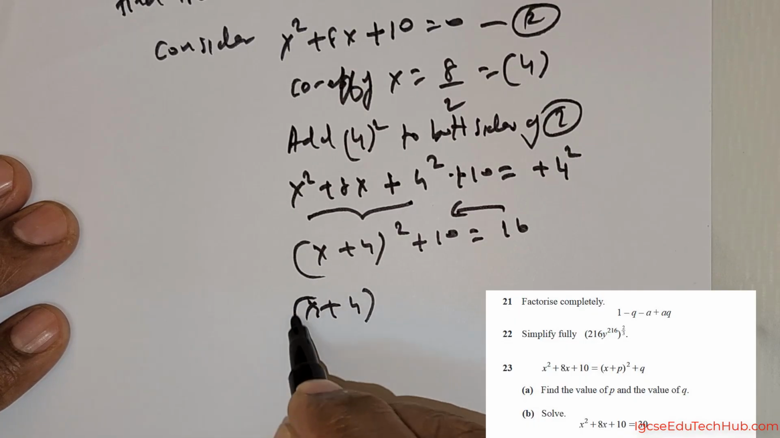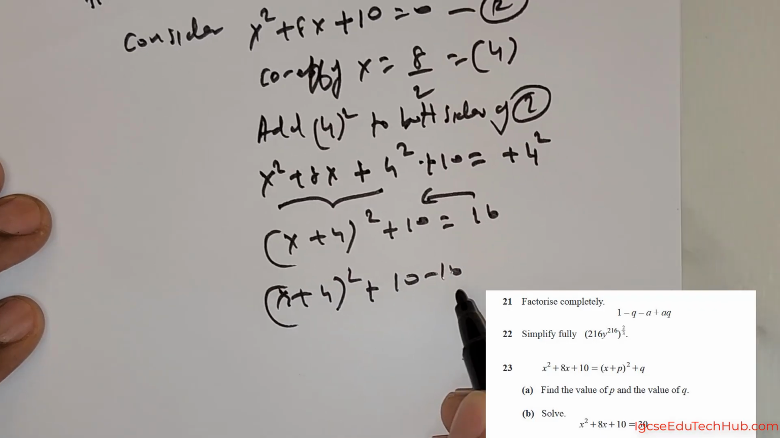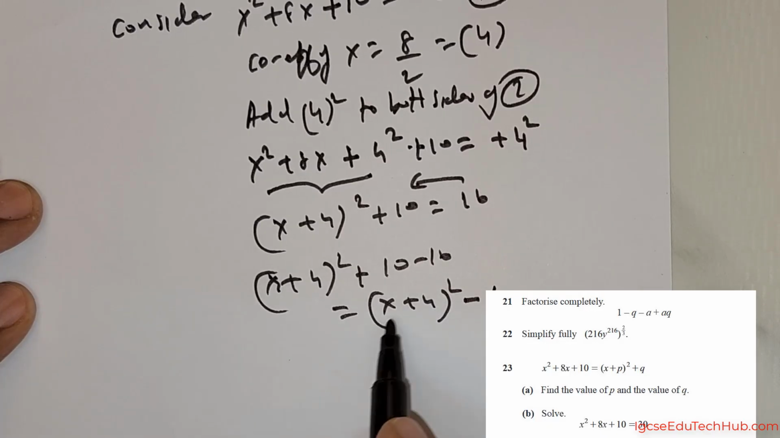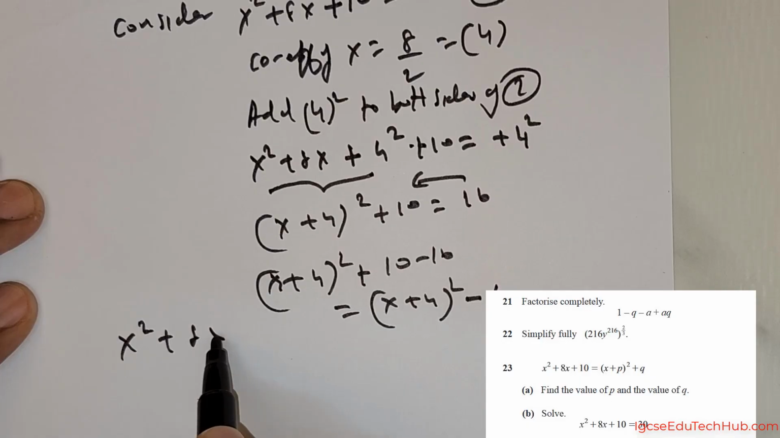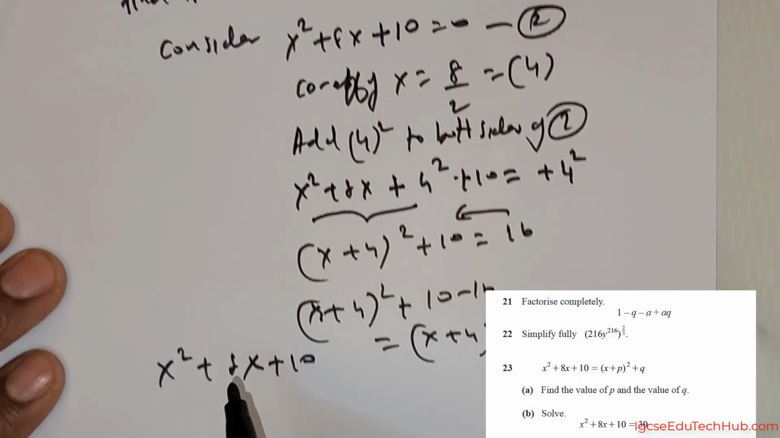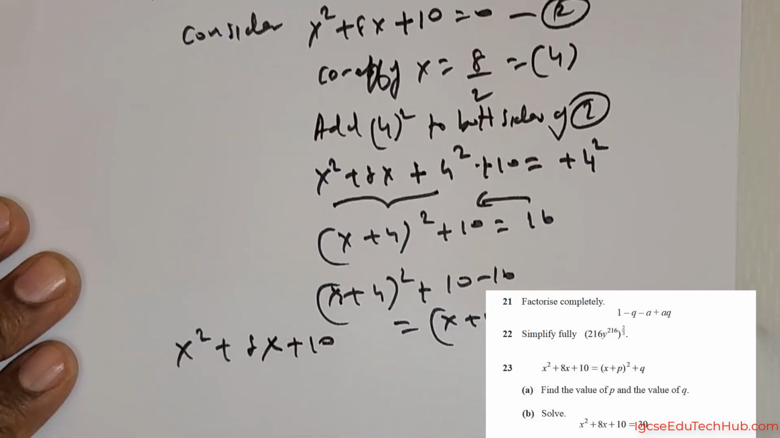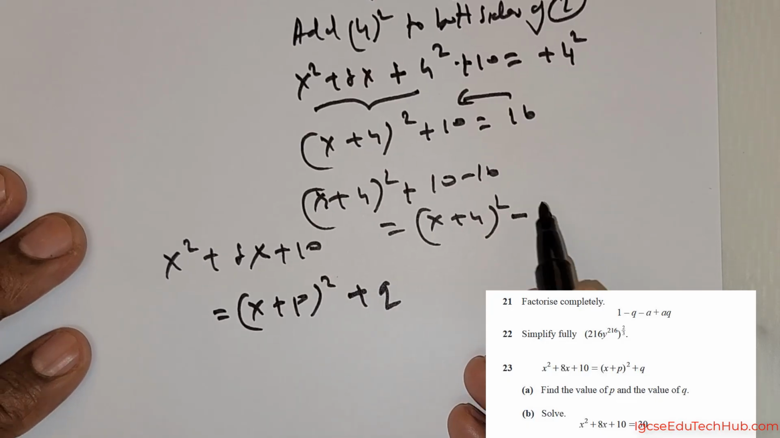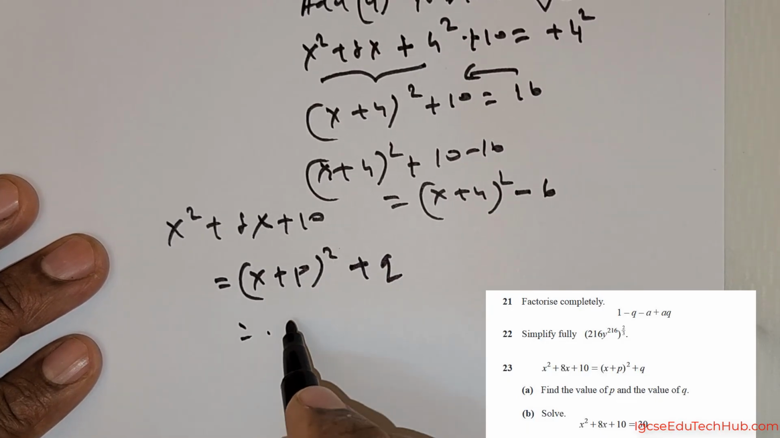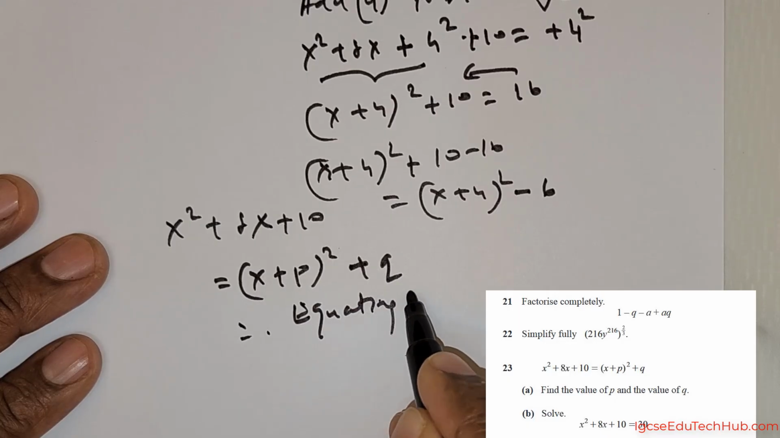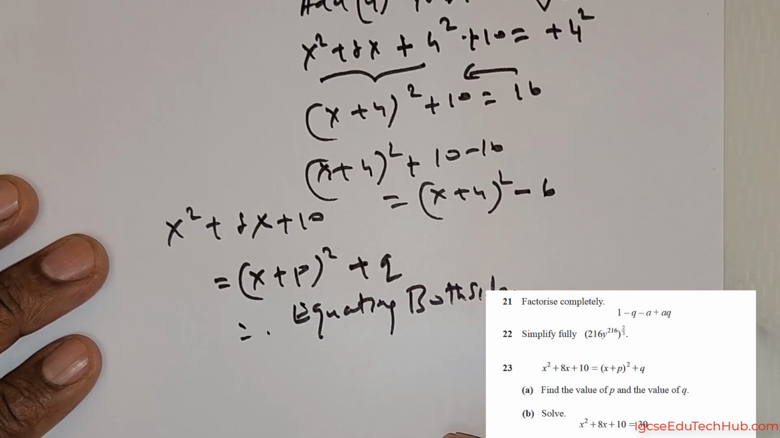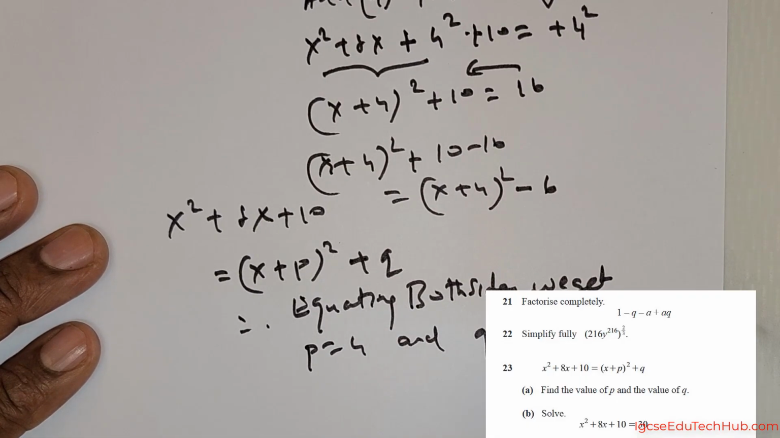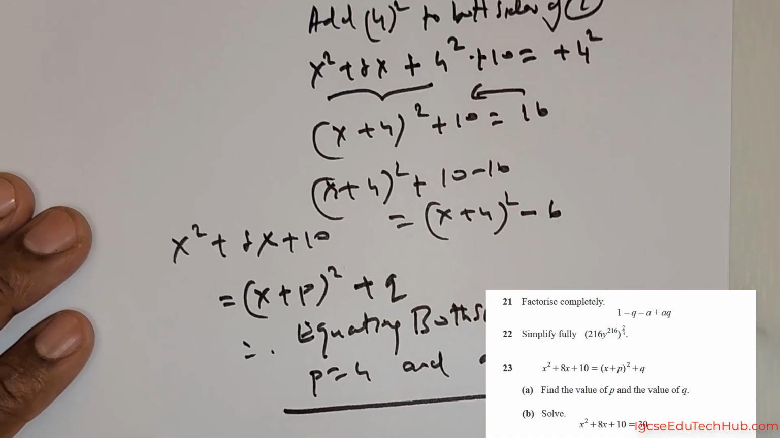That would mean you have (x + 4)² + 10 − 16, which means (x + 4)² − 6. So what is this? This is nothing but my x² + 8x + 10. But what is this? This is nothing but (x + p)² + q. So therefore, equating both sides, we get p is equal to 4 and q is equal to −6. That's the solution for this question.